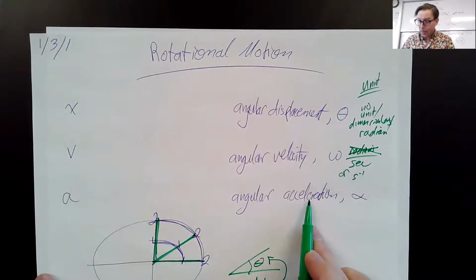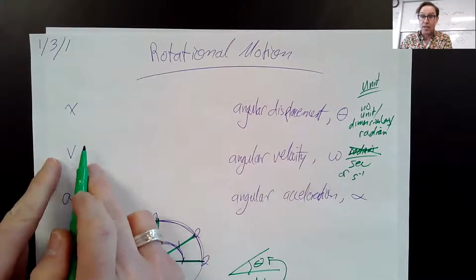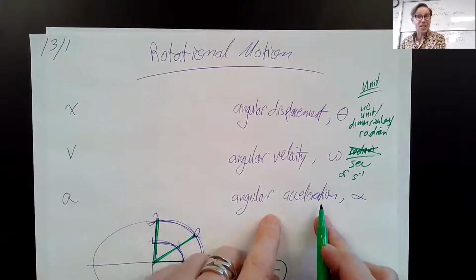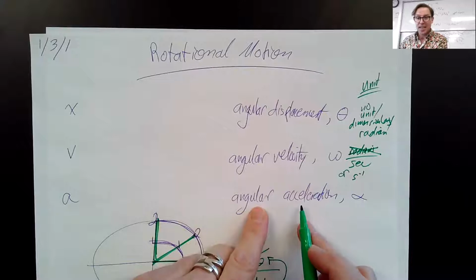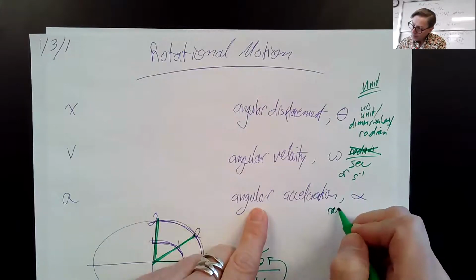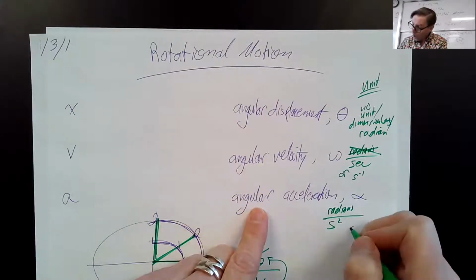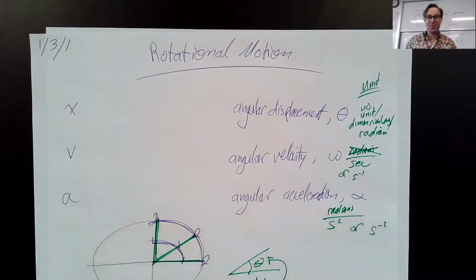And then angular acceleration is the rate of change. Regular acceleration is the rate of change of regular velocity. How much the velocity changes divided by how long that takes. So angular acceleration is how much the angular velocity changes divided by how much time that takes. In other words, radians per second squared, or one of my very, very favorite units ever, s to the -2. Yay, negative exponents.